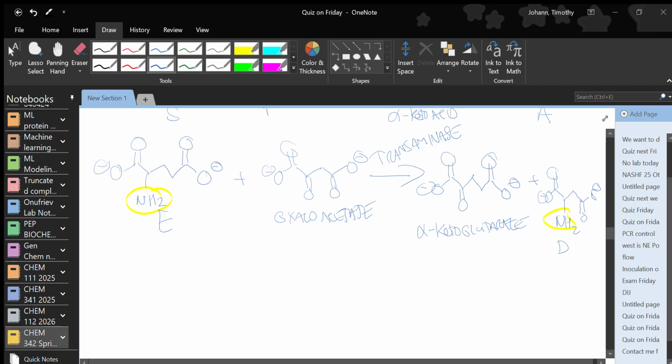All right, let's real quick show another one of these. Let's do a glutamine to glutamate transaminase, or glutamine to alpha ketoglutarate, I should say. So here is glutamine, and here's alpha ketoglutarate. So that's glutamine, alpha ketoglutarate.